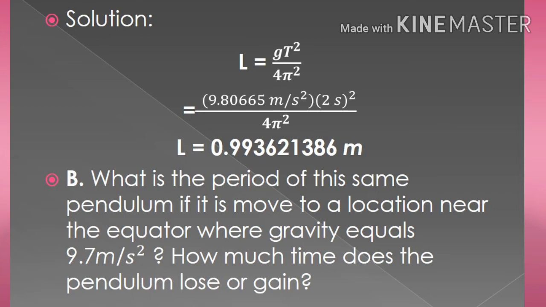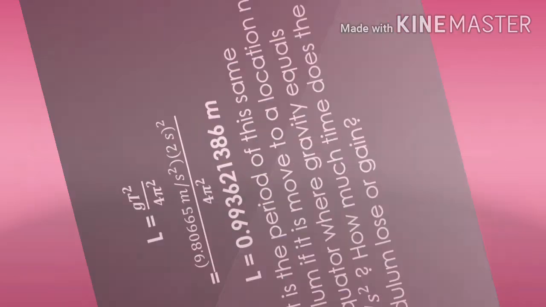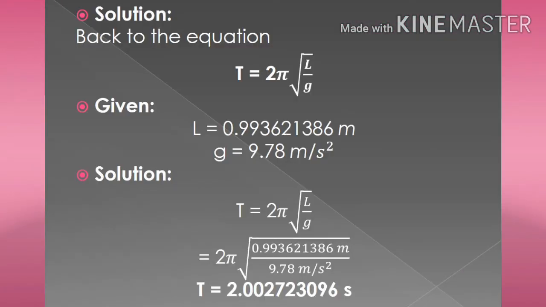Second question. What is the period of this same pendulum if it is moved to a location near the equator where gravity equals 9.78 meters per second squared? How much time does the pendulum lose or gain? Solution. Back to the equation, T is equal to 2π square root of L over g. Here are the givens. L is equal to 0.9936211386 meters and gravity is equal to 9.78 meters per second squared.